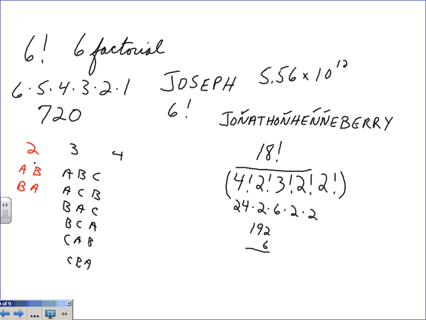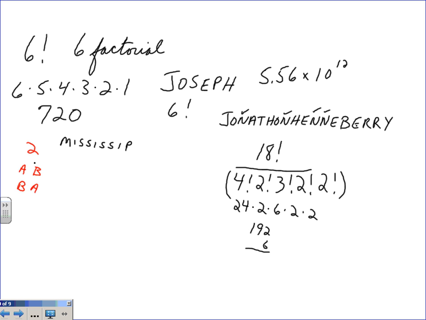All right. And obviously, if we took something a little bit simpler, maybe we took Mississippi. 1, 2, 3, 4, 5, 6, 7, 8, 9, 10, 11. We have 11 factorial divided by all the repeats. We have 4 S's, 4 factorial. We have 4 I's. And we have 2 P's.